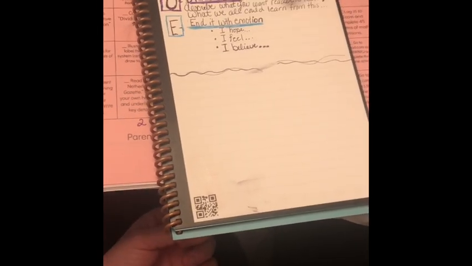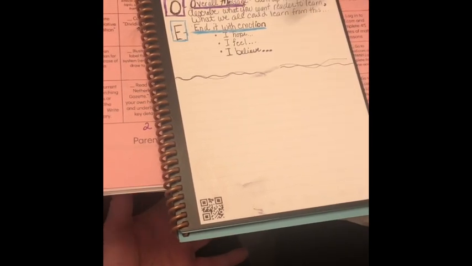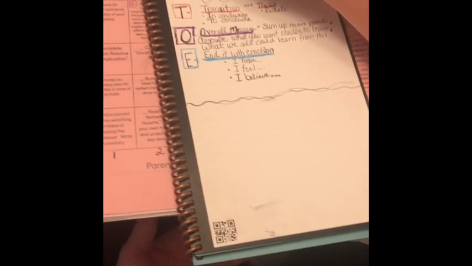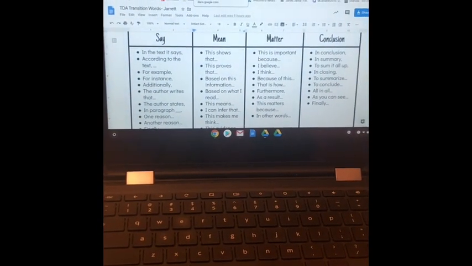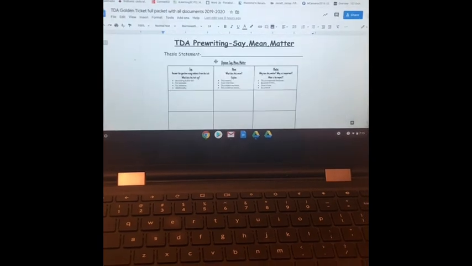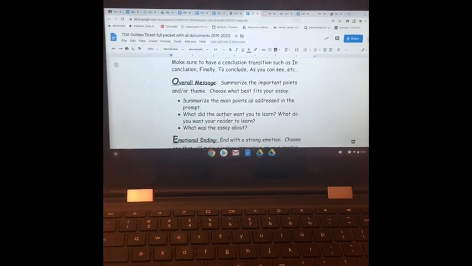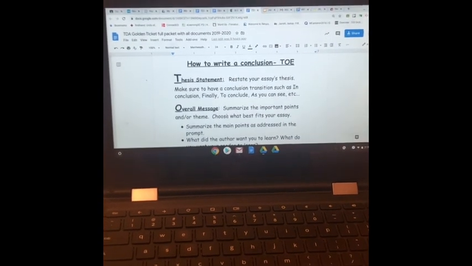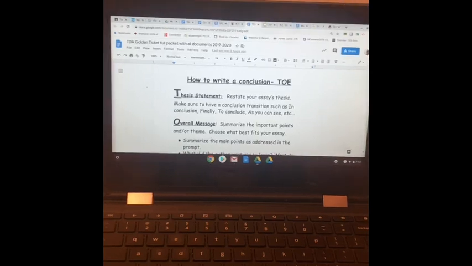You could do any of these things like sum up the main points, describe what you want your reader to learn, and then you could also describe what you think, what we could all learn from this. But then also, here are some examples, and this is in the golden ticket packet to help you.